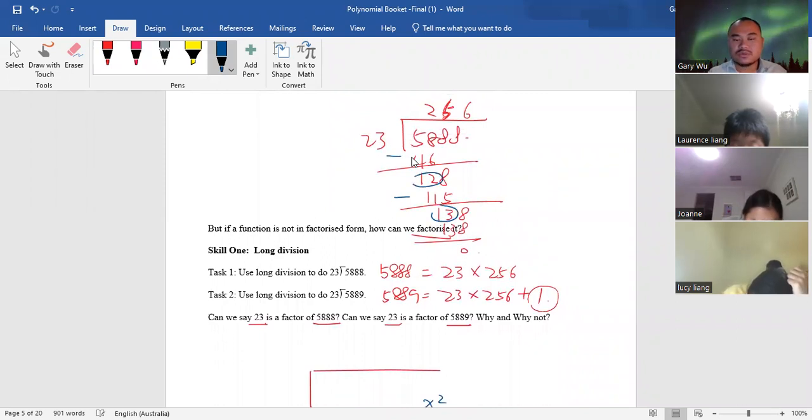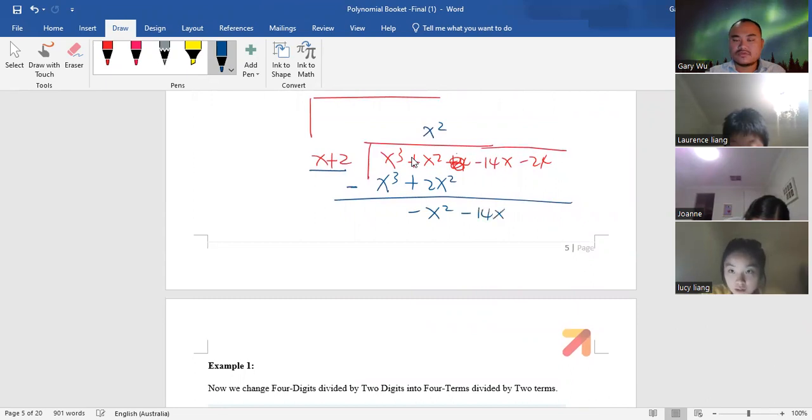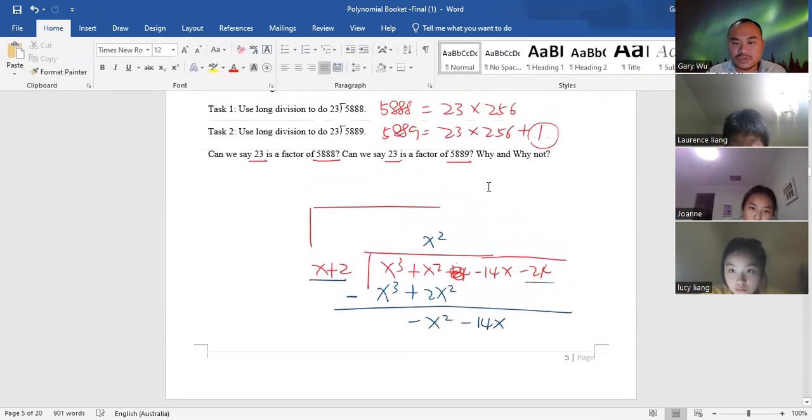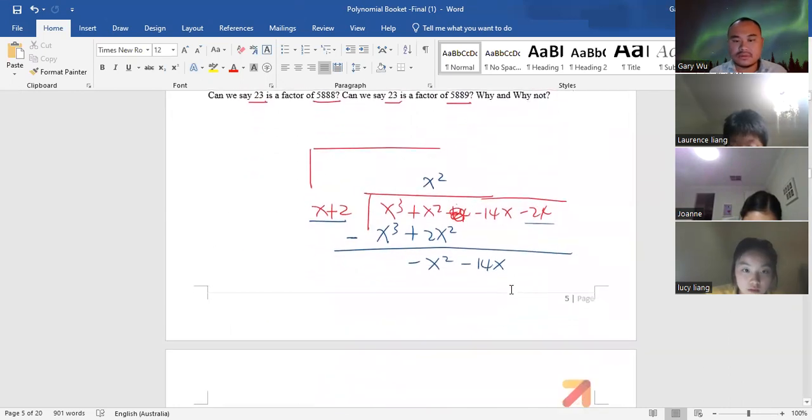This is minus so that you get 13. This is minus so that you get 12. Then x squared minus 2x squared equals minus x squared. Minus 14x. Minus 24. No, we don't do the minus for this one. We just copy, just like in the 2-digit division, we're not copying the last digit until the end. So we just copy one more term. And then it's minus x.